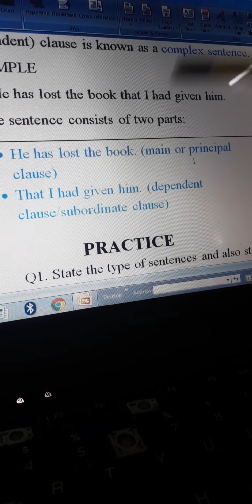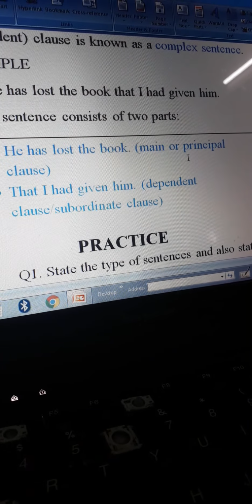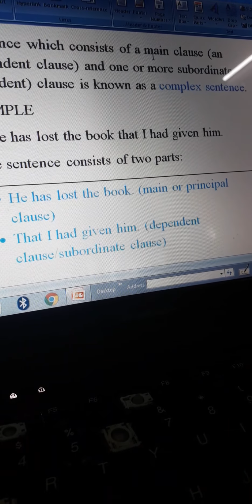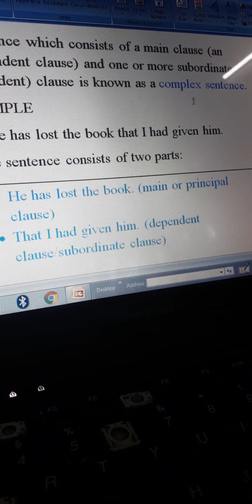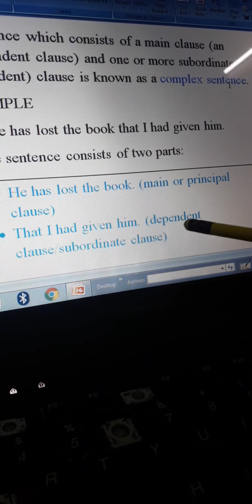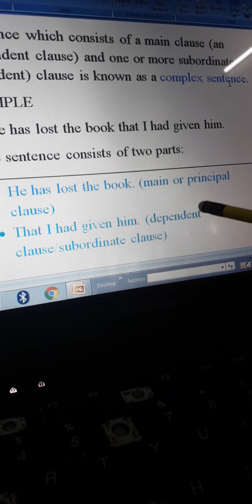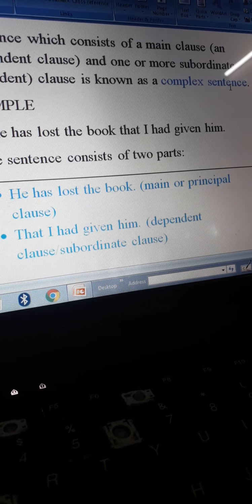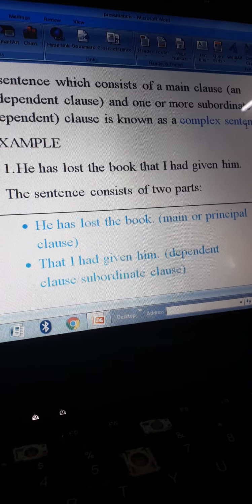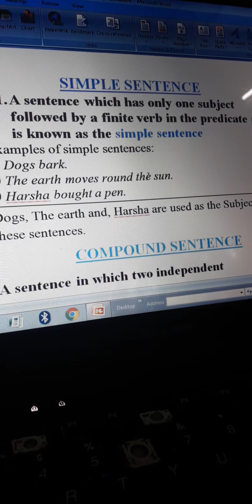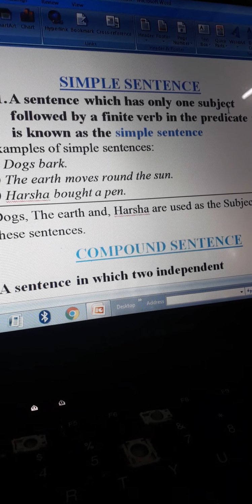Okay, now come to the definition. The sentence which contains one principal clause, or you can say main clause, and one subordinate or dependent clause is known as a complex sentence. A complex sentence contains one main clause and a dependent clause, that is a complex sentence. Okay, so I hope all the three types of sentences are clear to you. Simple sentence, as I stated, contains one subject and one verb. It is very simple to identify the simple sentence from the list of sentences.